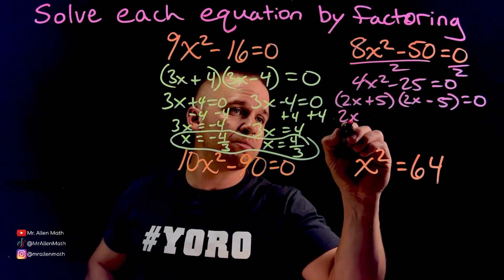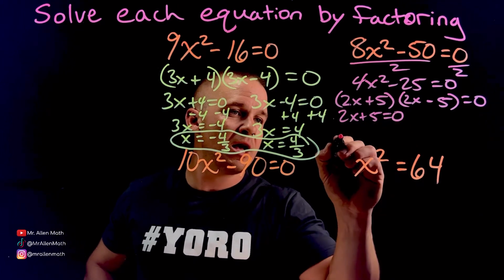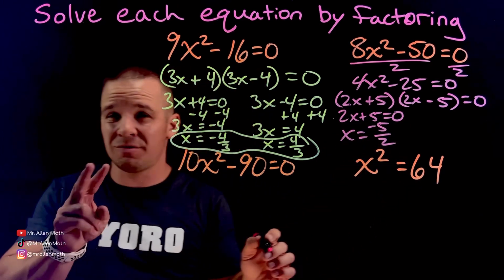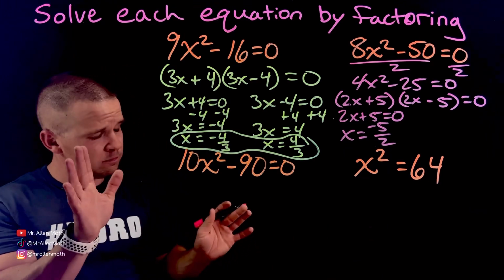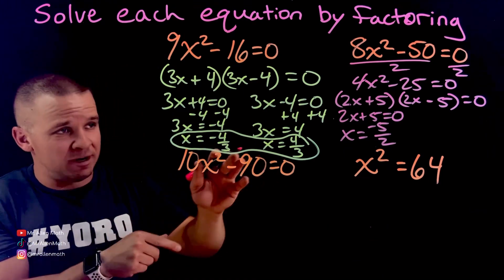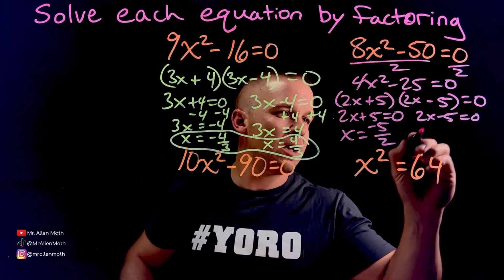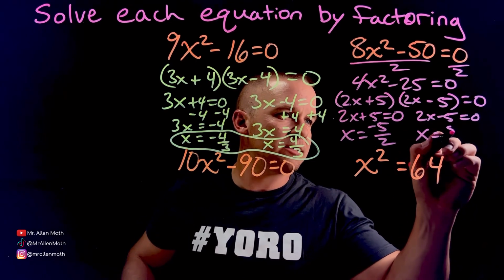So I have 2x plus 5 equals 0. I'm going to get x equals negative 5 over 2. I'm doing the 2 steps in my head there. Hopefully you follow along. Otherwise, subtract 5, then divide by 2. This one here, we have 2x minus 5 equals 0, and I get x equals positive 5 over 2.